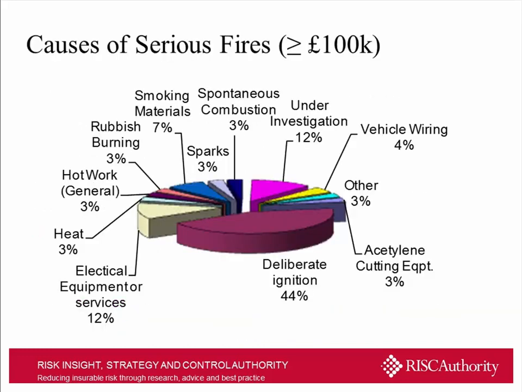There's a graph there just showing you causes of serious fires, those costing in excess of £100,000. The statistics are somewhat dated. As you'll see, there's a category in there for smoking materials at 7% and rubbish burning at 3%. Now, rubbish burning does still occur on some sites, albeit it's probably not permitted. And similarly, smoking materials do continue to cause fire on building sites. However, I expect that those figures are slightly higher than they should be. But this information is based on older statistics.